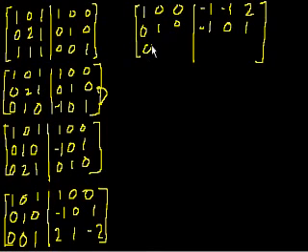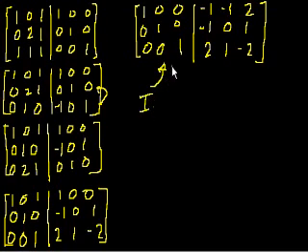And then 0, 0, 1, 2, 1, negative 2. And there you have it. We have performed a series of operations on the left-hand side, and we performed the same operations on the right-hand side. This became the identity matrix, or reduced row echelon form, and we did this using Gauss-Jordan elimination.